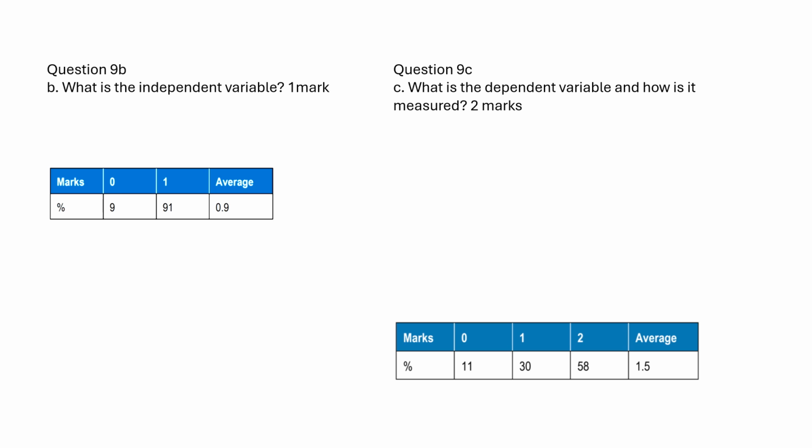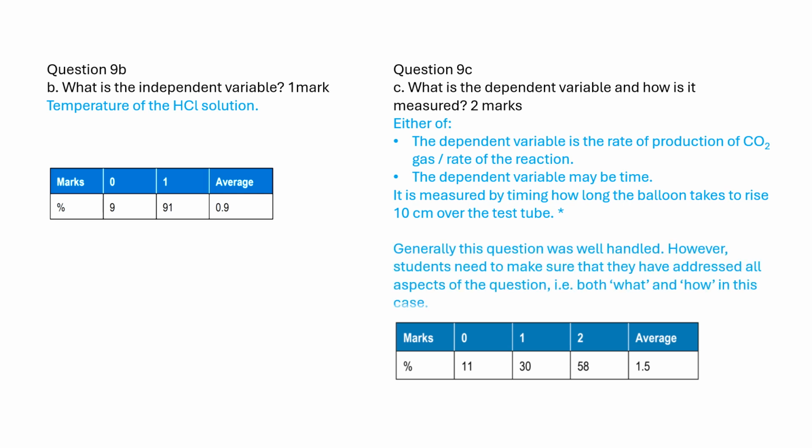The aim is the effect of temperature on the rate of production of carbon dioxide gas. So, the independent variable is the temperature of the HCl solution, and the dependent variable is the rate of production of CO2.